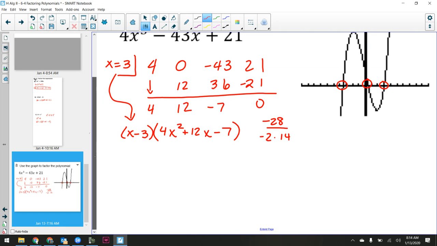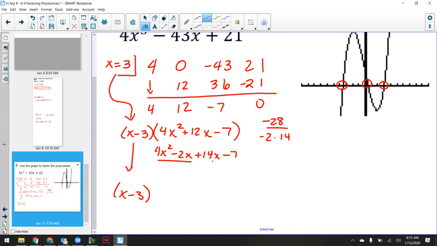So let's keep it going. I'm just going to work with this. I'll just bring down my x minus 3, save for later. So we got a 4x squared minus 2x plus 14x minus 7. And we factor by grouping. We pull out a 2x, leaving a 2x minus 1. We'll pull out a 7, leaving a 2x minus 1. So this fully factored down is 2x plus 7, 2x minus 1.